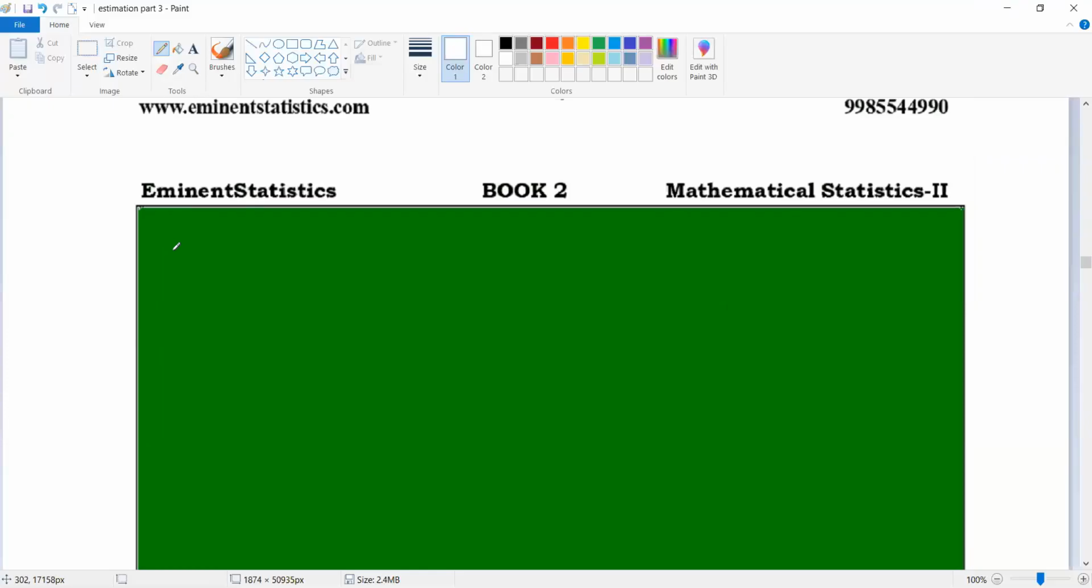So one more example, example 5. Xi follows uniform distribution 0 comma theta, i equal to 1, 2 and so on to n. Find the MLE of theta. Solution.